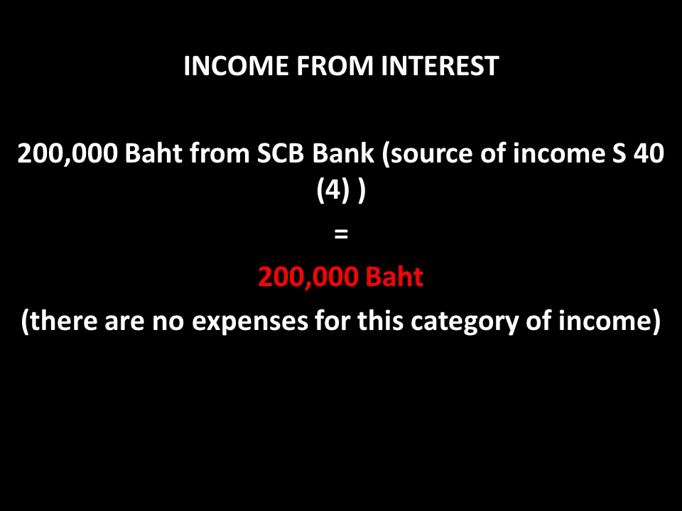Then you need to add the second source of income, which is interest. Income from interest. In this case, it's very easy. You just need to add 200,000 baht. You cannot deduct expenses for this category of income. According to the revenue code, there are no expenses.